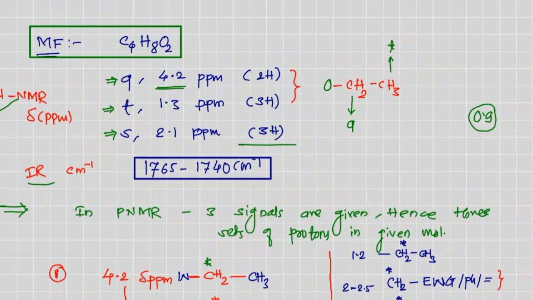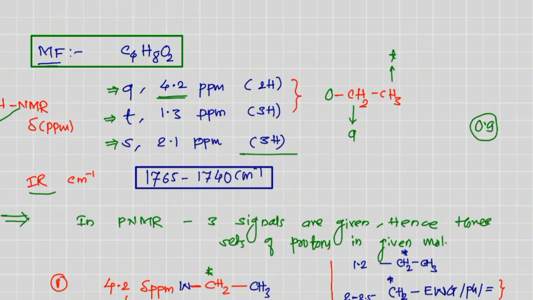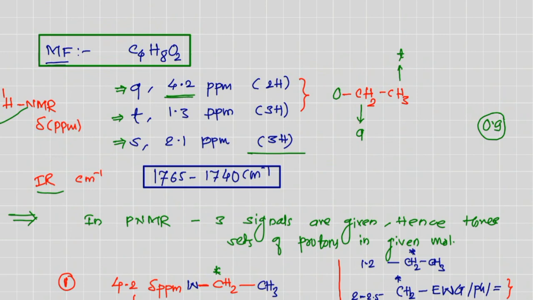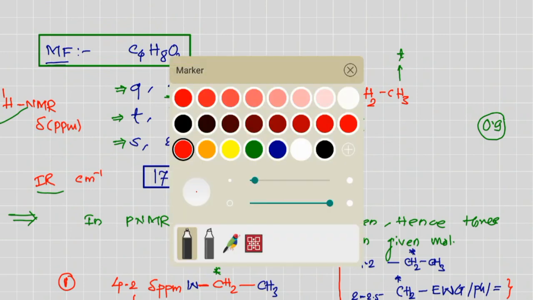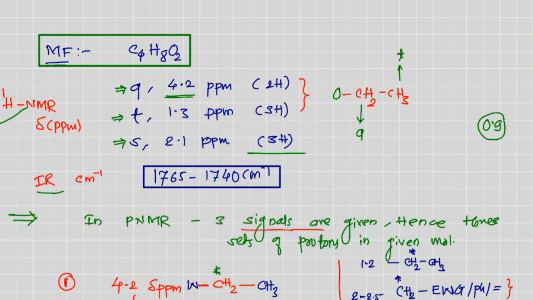What type of information will you obtain from these three signals? In NMR, there are three signals given. So one can simply say that there are three sets of protons, or three sets of hydrogens, present in C4H8O2. Okay, let me see the first signal.